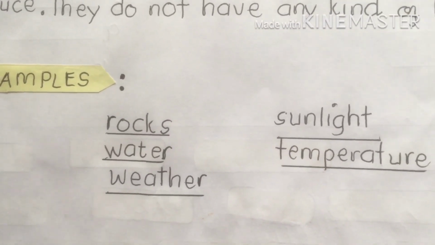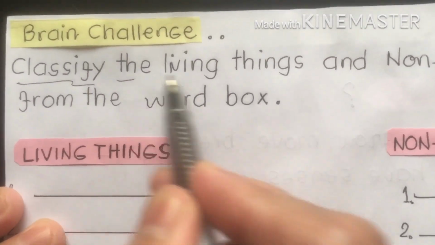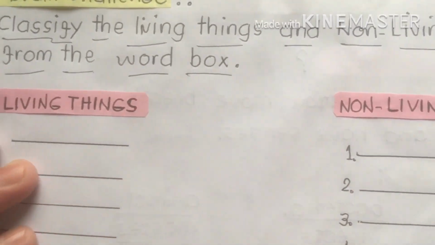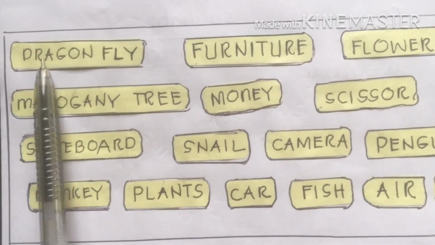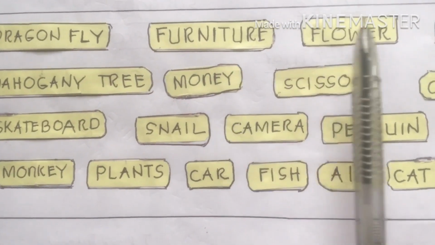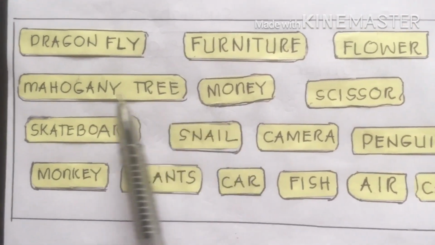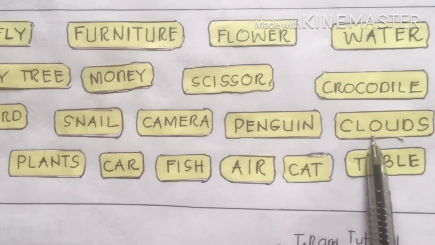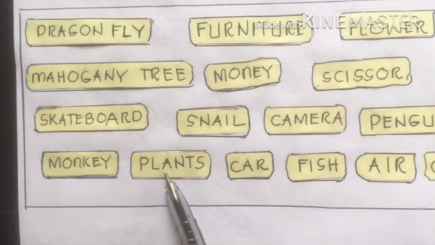Now, any questions regarding our topic about living things and non-living things? We are going to proceed to our brain challenge or motivation process. We are going to classify the living things and non-living things from the word box. We have here our word box: dragonfly, flower, water, crocodile, scissor, money, mahogany tree, skateboard, snail, camera, penguin, clouds, table, cat, air, fish, car, plants, monkey.